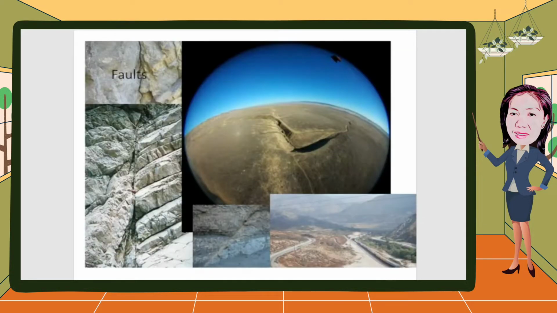So I have here a picture of a crack in the crust. This crack or break or fracture in the crust is what we call a fault.